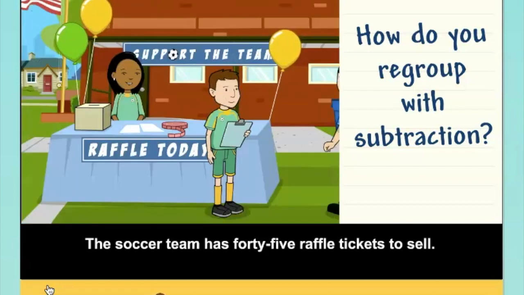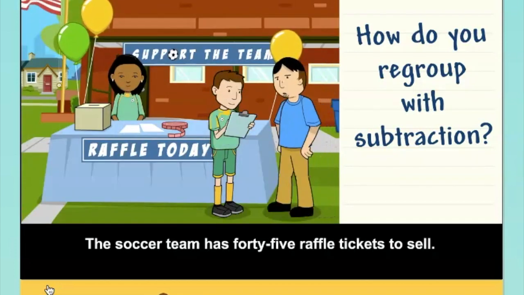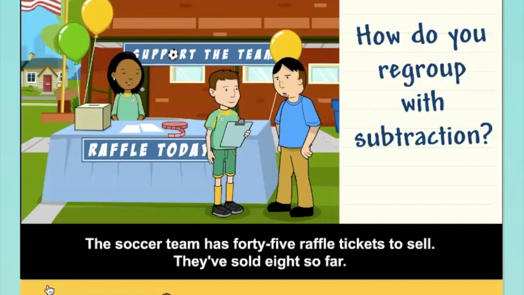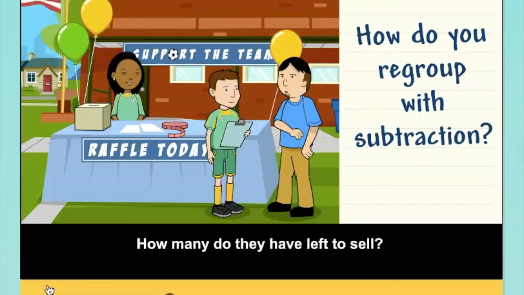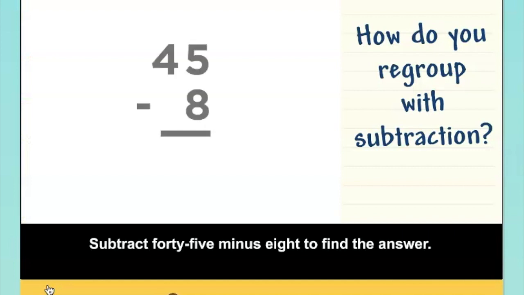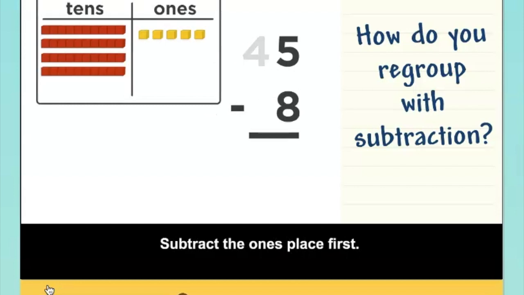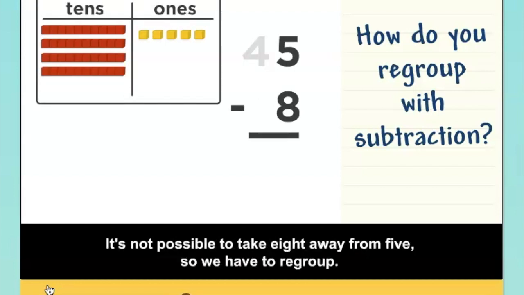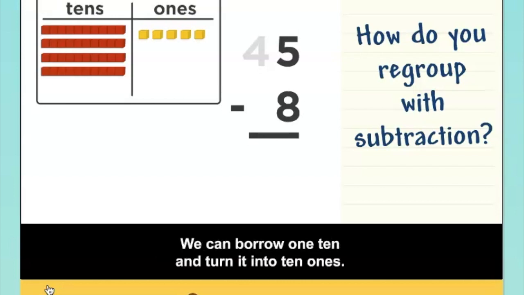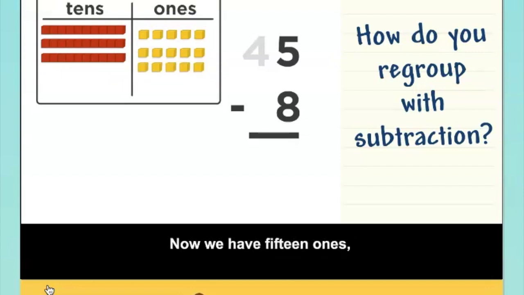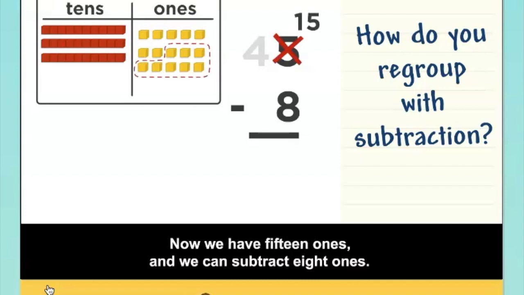The soccer team has 45 raffle tickets to sell. They've sold 8 so far. How many do they have left to sell? Subtract 45 minus 8 to find the answer. Subtract the ones place first. It's not possible to take 8 away from 5, so we have to regroup. We can borrow one 10 and turn it into 10 ones. Now we have 15 ones, and we can subtract 8 ones.